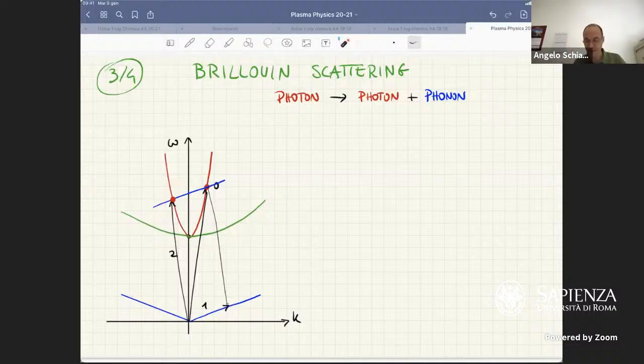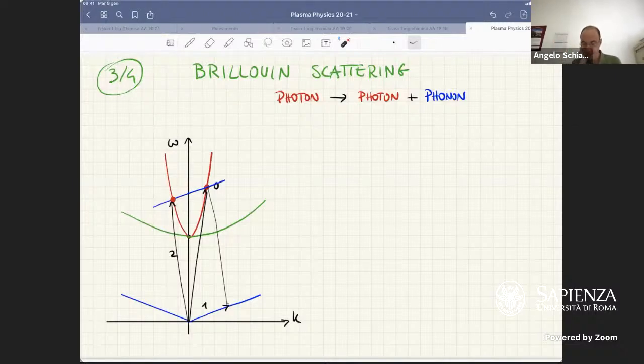So it means that the difference in energy between the incoming photon and the backscattered photon is very small. So most of the energy is reflected back by the plasma, and just a little contribution is given to the plasma in terms of a photon. So this process is very dangerous. It's very detrimental for our purpose of heating a plasma, compressing a plasma, using an external source, a laser pulse.